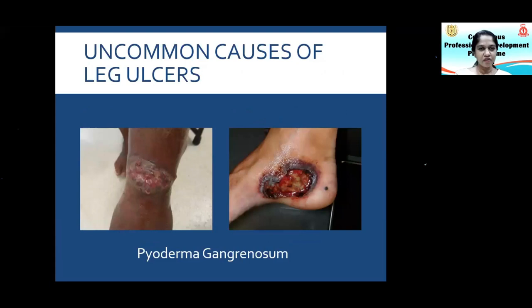Talking about these uncommon causes of leg ulcers, in pyoderma gangrenosum the typical feature is this bluish undermined edge that you see. These are very painful ulcers. They start with a papule or pustule and then rapidly develop into ulceration. So apart from the usual management of ulcers, they will rapidly respond to topical or oral steroids, and sometimes we have to go on to use other immunosuppressants as well. It is important to diagnose the cause of the leg ulcer because the management is totally different, as we have to treat the cause of this leg ulceration.